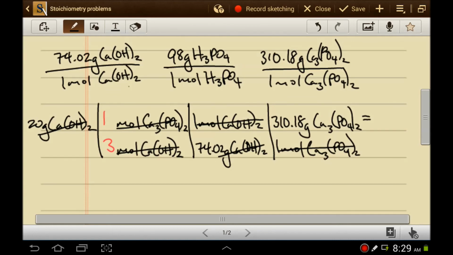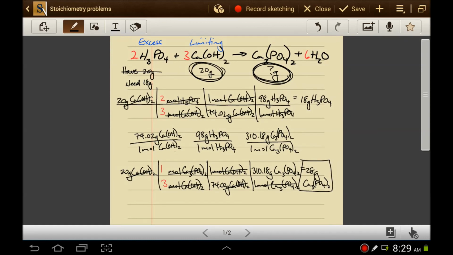So how much calcium phosphate would I actually make? 20 divided by 3 divided by 74.02 times 310.18 is 28 grams of calcium phosphate. Ta-da! So when you do a limiting reagent problem, you have to figure out which of these two is limiting and then start with the limiting reagent when you do your stoichiometry.